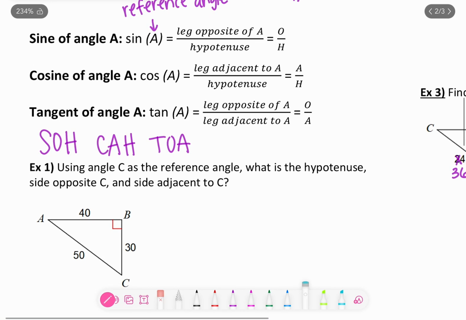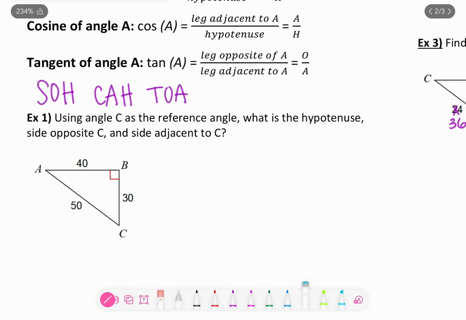All right, so go ahead, look at example 1, using angle C as the reference angle. What is the hypotenuse, side opposite C, and side adjacent to C? So once you know what your reference angle is, and it'll give it to you in numerous different ways, once you know what that reference angle is, circle it. So angle C is our reference angle, so circle angle C. Now let's label HOA. So hypotenuse first, across from the right angle, that's the hypotenuse. So the hypotenuse is equal to 50.